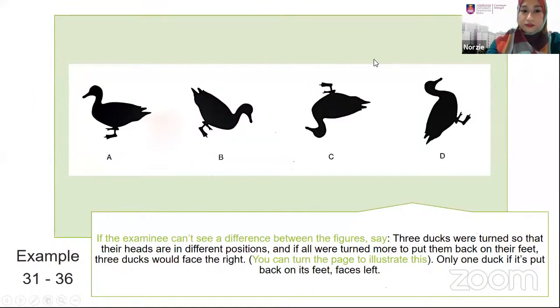There is another script yang you boleh baca. Itu dia. If the examiner can't see the difference between the figures, you may say 3 ducks were turned so that their heads are in a different position. If all were turned more to put them back on their feet, 3 ducks will face the right. Only 1 duck, if it's put back on its feet, faces the left. Yang ini you boleh bagi klien tu pusing the page to illustrate arah dia punya beak tu, face tu.